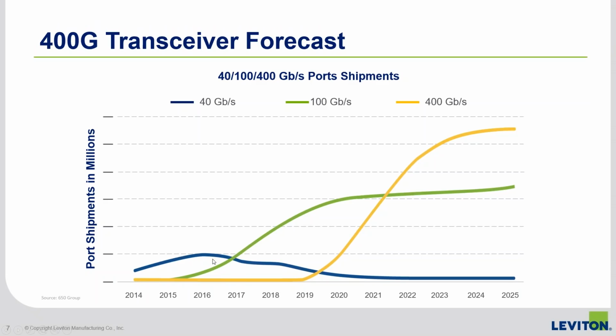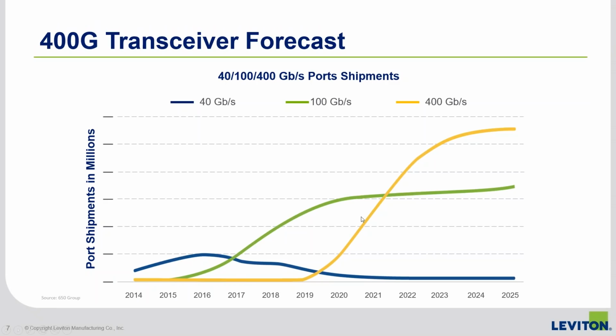The 40 gig, as we've talked about, did peak out in the 2016 timeframe, and that's starting to decline. We'll still see that being used in the enterprise space as they migrate to those next speeds. The 100 gig, as we've talked about, has ramped up quite a bit over the last few years. And the 400 gig, you see this year in 2019, they are forecasting a steeper ramp up in volume.